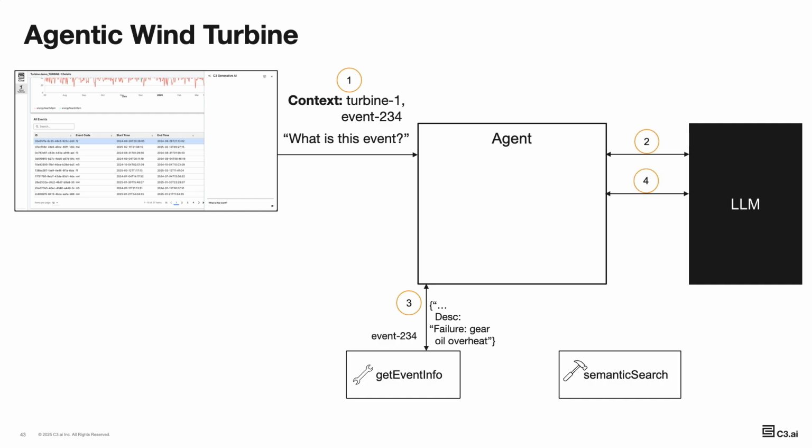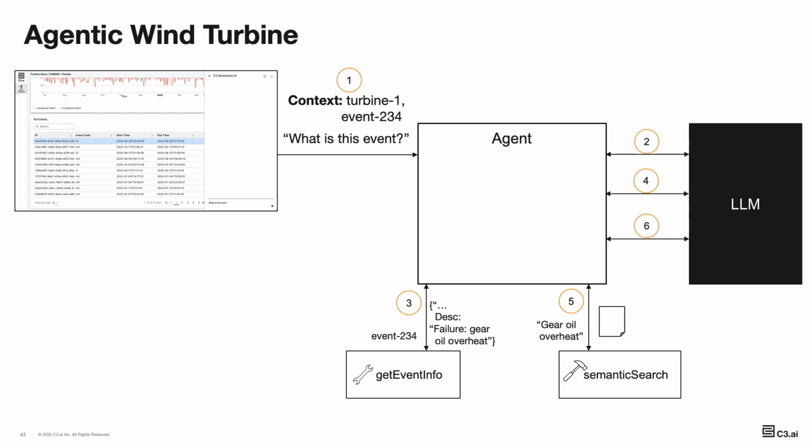The LLM now comes back and says, call another tool. And that tool is going to be the semantic search tool. And you can see basically the gear oil overheat phrase, it pulled that from the description that was in the first response. So it knows how to tie together the inputs and outputs of these tools. And then that will return a list of relevant passages from the manual. And so the agent will pass that final response to the LLM.